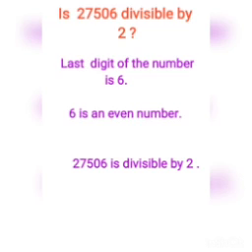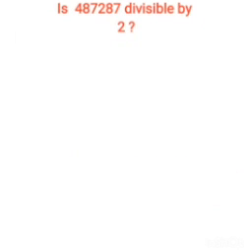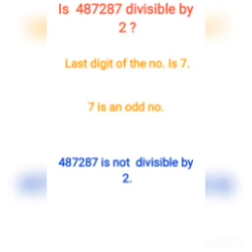Now can you answer this question? Is 487287 divisible by 2 or not? Once again I need to look at the last digit, and no matter how big the number is, this is a 6-digit number, but I just need to look at the last digit, which is 7 in this case. 7 is an odd number. It is not an even number. So 487287 is not divisible by 2.